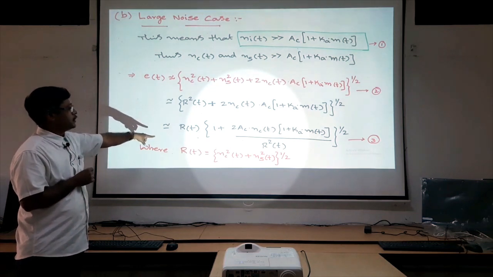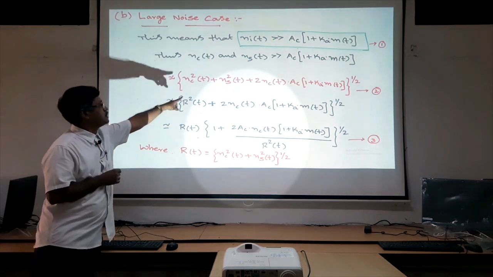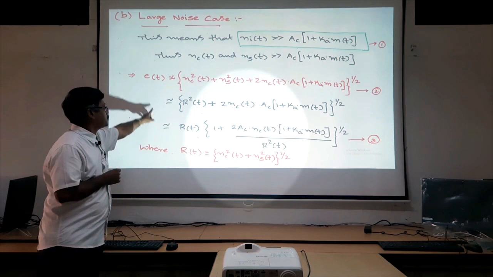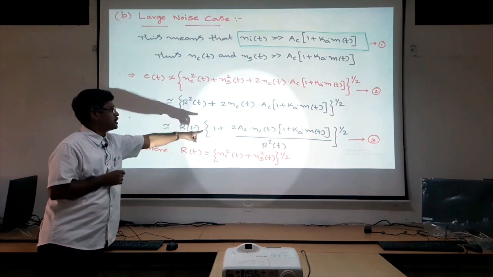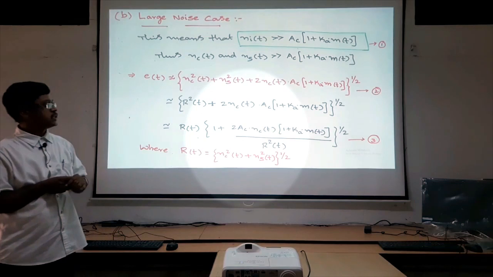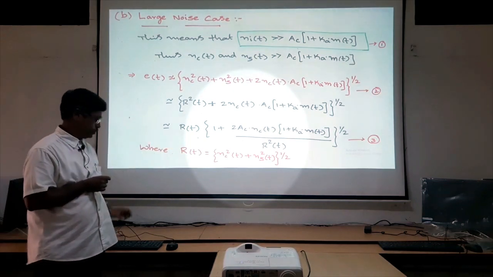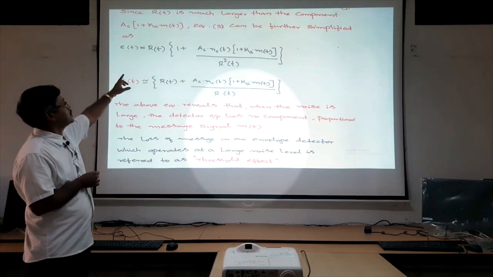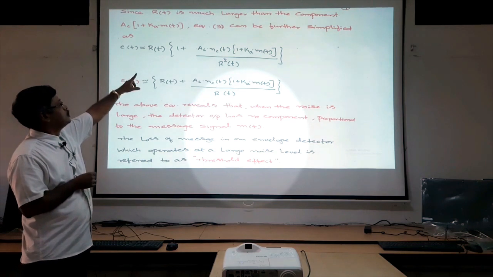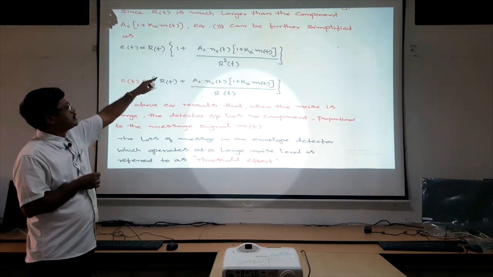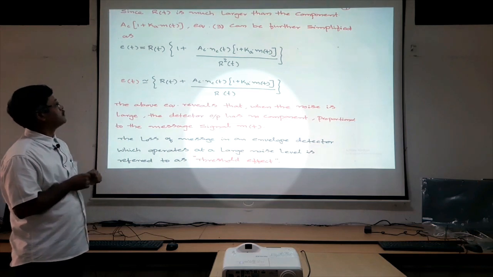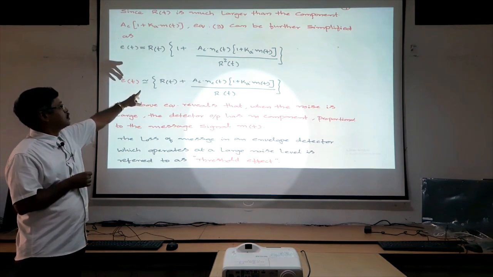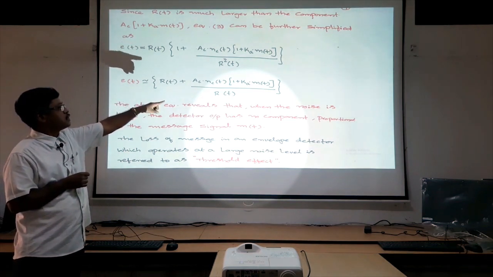At the end, assuming these two terms nc square t plus ns square t as r of t, I am defining the envelope as r of t into 1 plus 2 ac nc of t into 1 plus km of t divided by r square t, power 1 by 2. Here, taking r of t as a common factor, the envelope equals r of t into 1 plus ac nc of t into 1 plus km of t divided by r square t. Now redefine this envelope for simplification. That is, the envelope is approximately equal to r of t plus ac nc of t into 1 plus km of t by r of t.